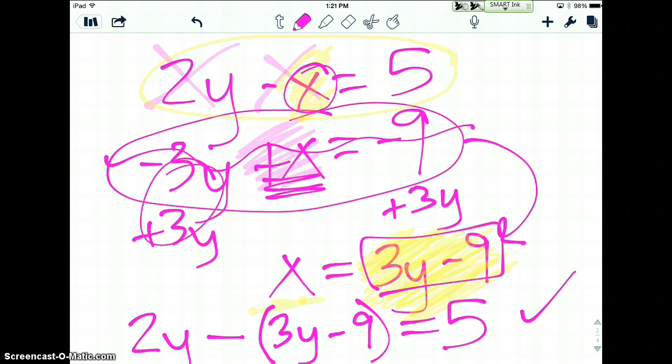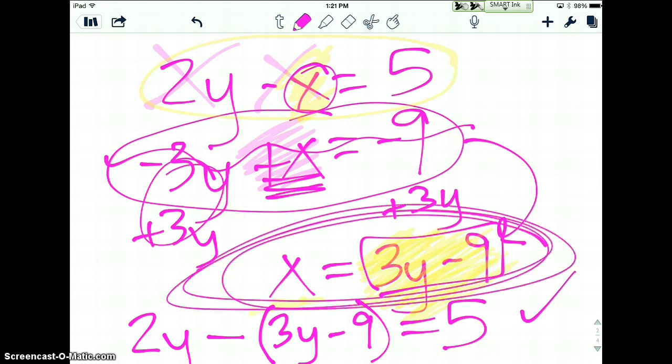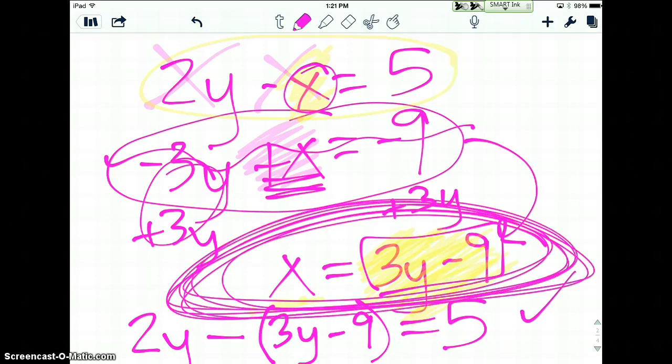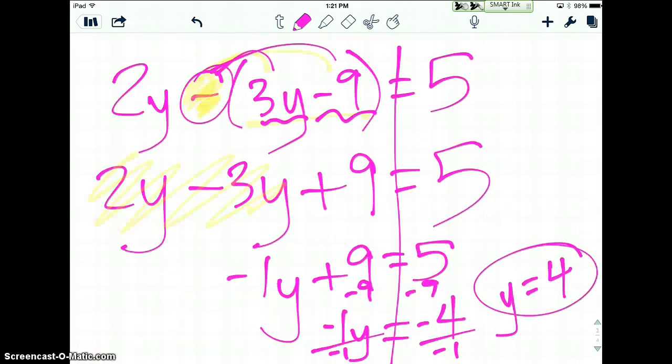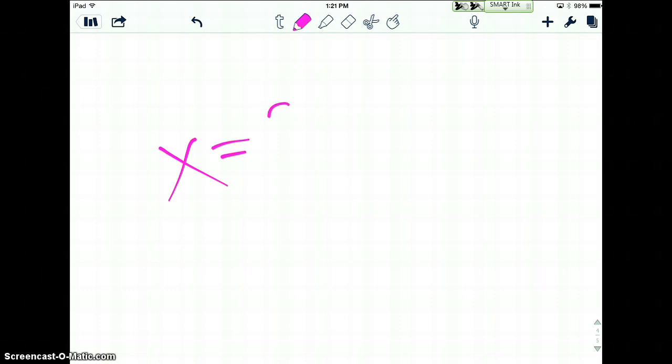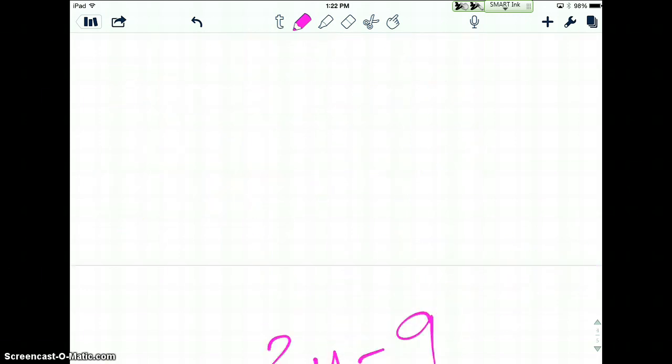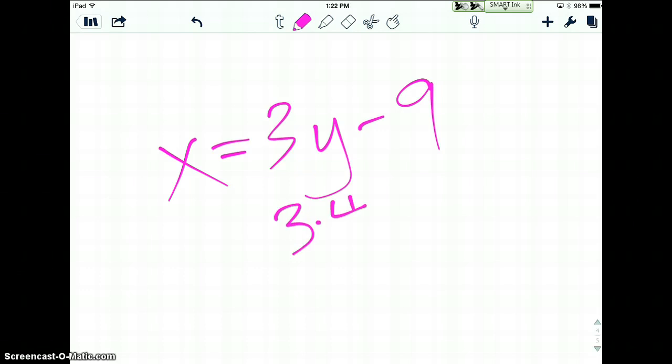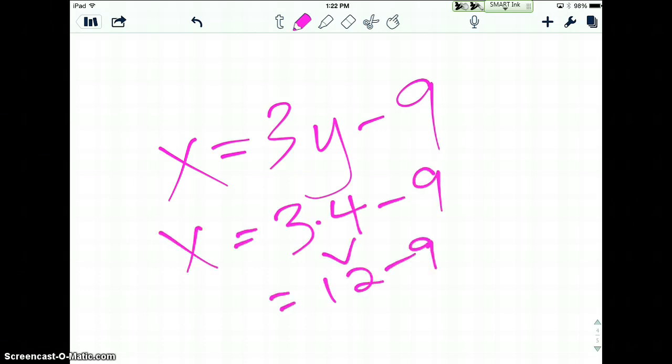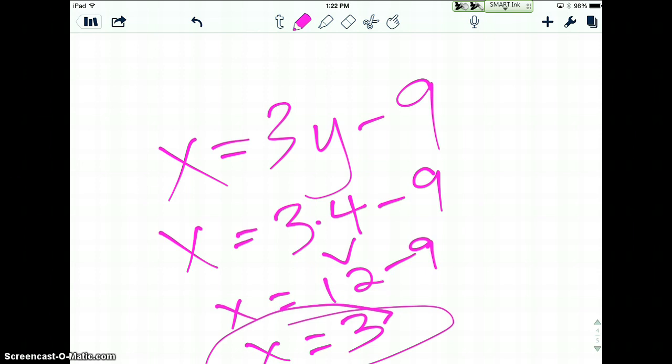So if we have y, the equation I'm going to use, the easiest one to figure out what x is, is the one that's already solved for x. So I'm going to take that one that I circled a gazillion times, x equals 3y minus 9, and I'm going to plug in what I know y is. So y we said was 4, and if I calculate this out, my x would be 3. And now I'm done. Well, I'm getting close, because now I need to check it.